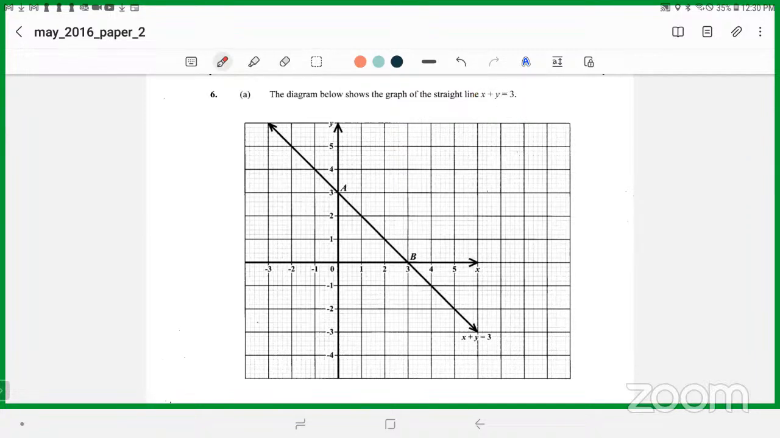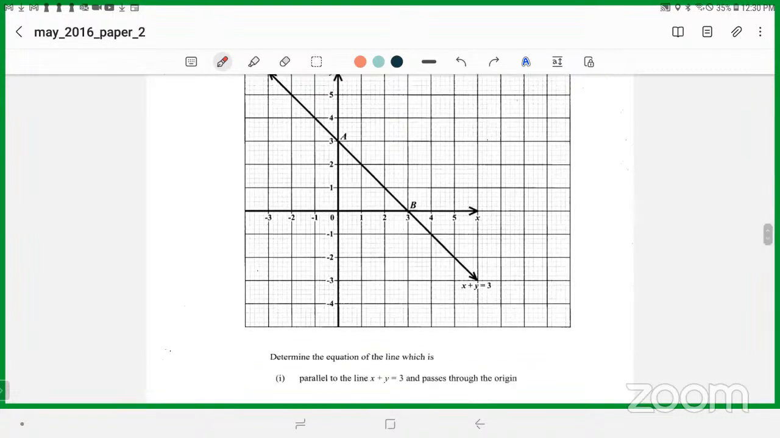Because if I transpose the x, it's going to become y equals minus x plus 3. When it's just a minus x, there's a 1 in front, so the gradient is -1. x plus y lines have a gradient of -1. All right, let's continue to the question. So this is x plus y equals 3. What do they want us to say?